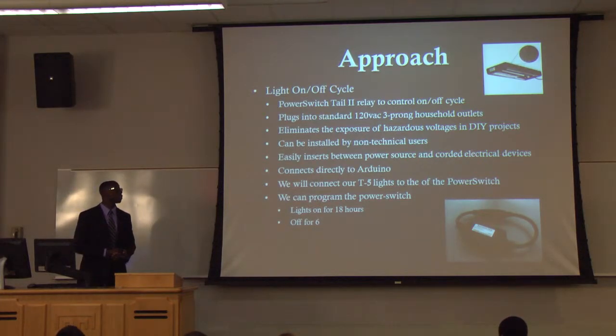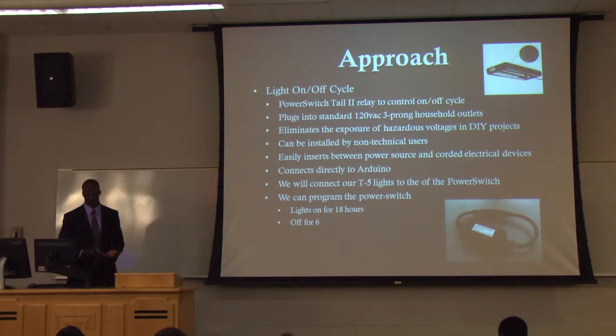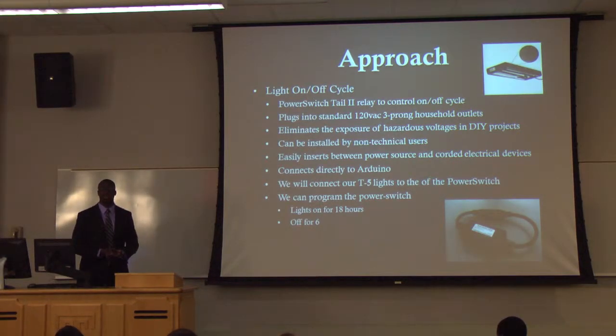So we chose to use this relay because it connects directly with 3-prong household outlets, and we'll build it by attaching our T5 fluorescent lights to the relay, connecting it to the wall, and it connects directly with the Arduino, so we can control the sequence and the time constraints through that.